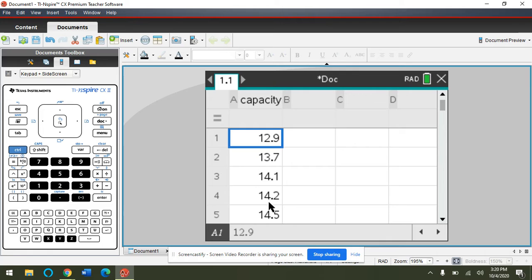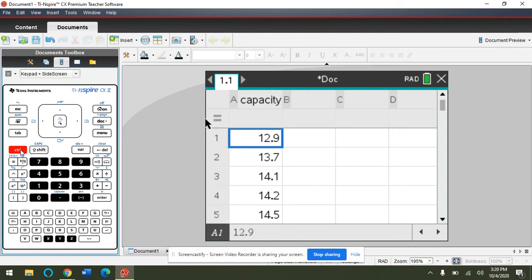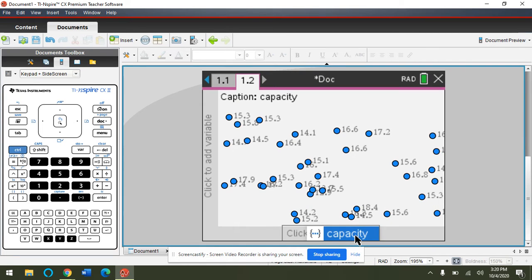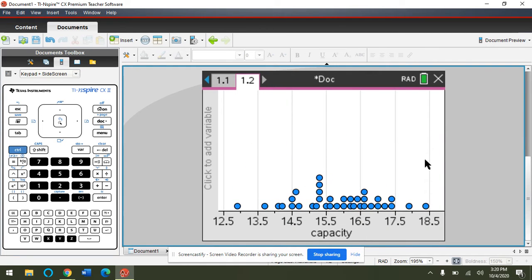You're going to come over to your calculator. I've got them in here. I typed them all in. I called it capacity. So what method number one said to do was create a histogram or a stem plot. You could also look at a dot plot. You can add that to your notes, that's fine. So if we just make a new page, data and statistics, capacity, yeah, I'd say that's a pretty decent graph.